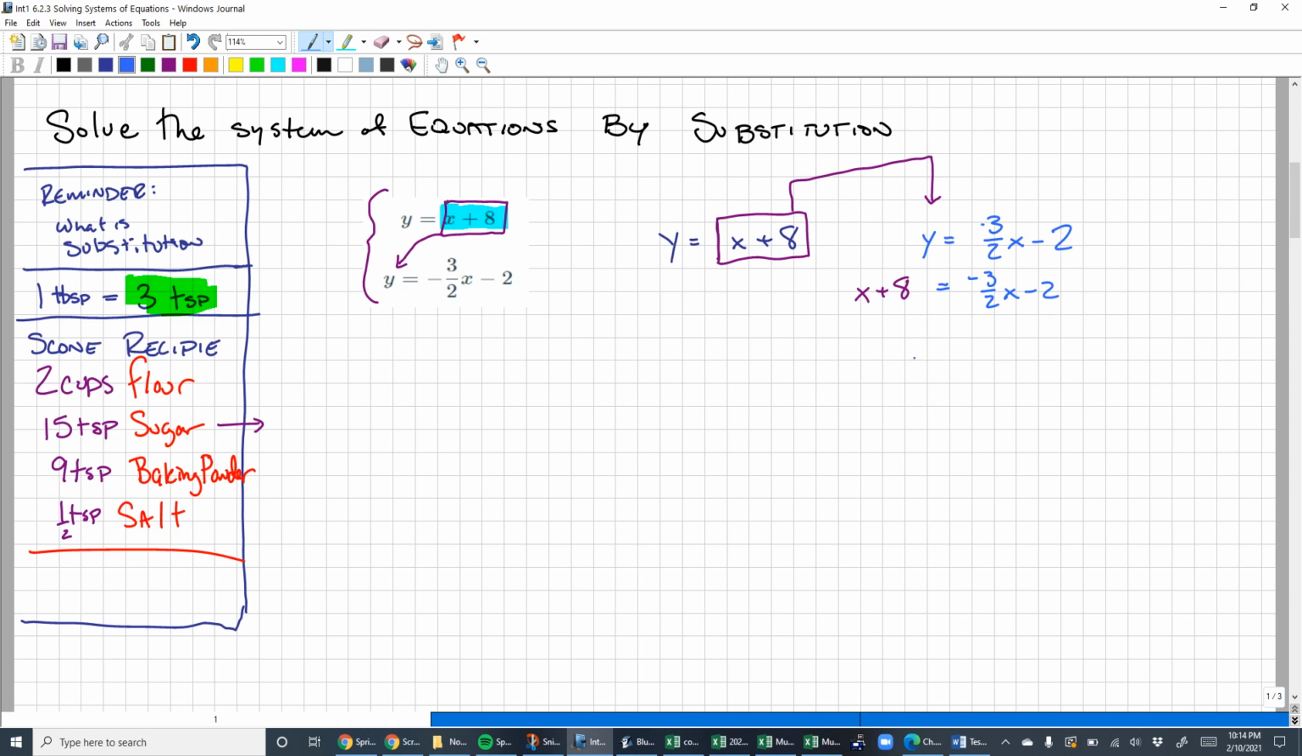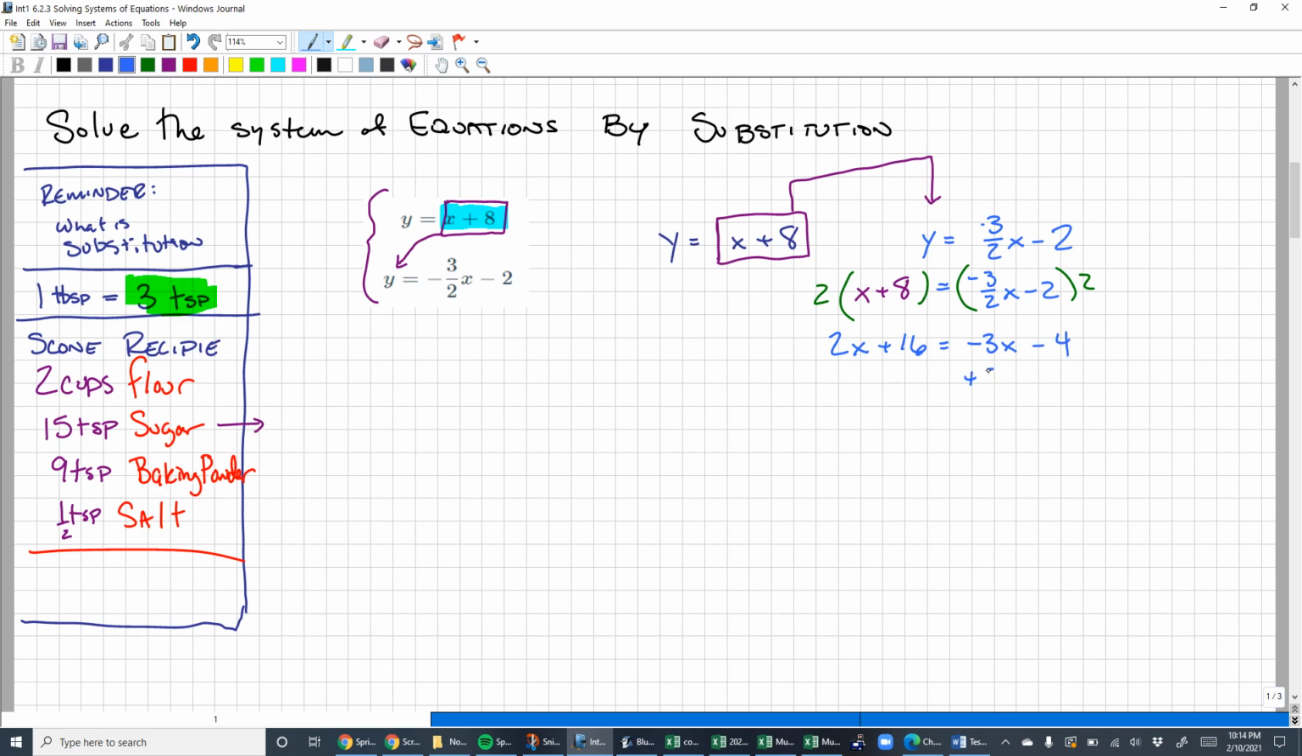And so we have a problem that now only has one variable. And we know if something has one variable, we can solve it and get a number answer. So when I do that, I'm going to multiply everything by 2 because that's going to get rid of my fraction on both sides. There's really only a fraction on the right, but that's going to get rid of it. When we multiply, we end up with 2x plus 16 is equal to, the 2 cancels out here, negative 3x minus 4.